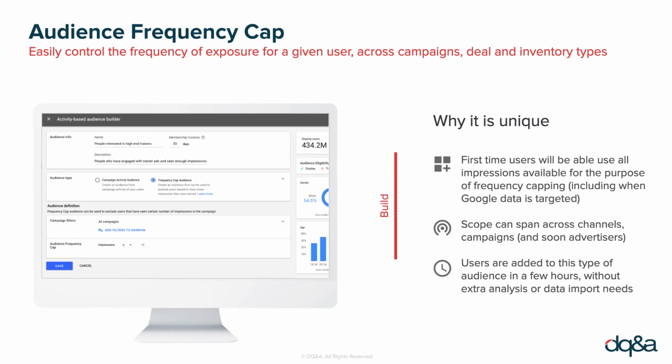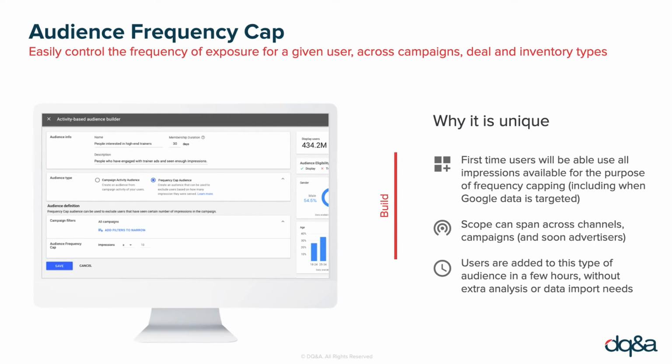When managing multiple campaigns, it can become tricky to manage frequency across these campaigns. So here's where frequency audiences come in. You can easily control the frequency or exposure of a given user across campaigns, deals, and inventory types. So here you can exclude users based on the number of impressions they were served, essentially.